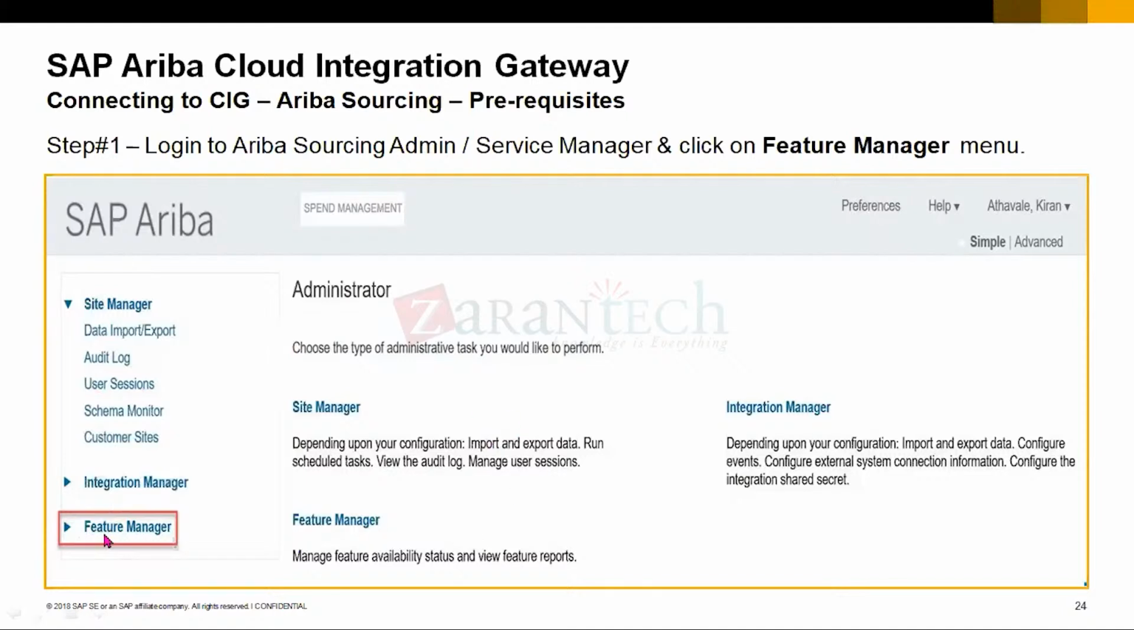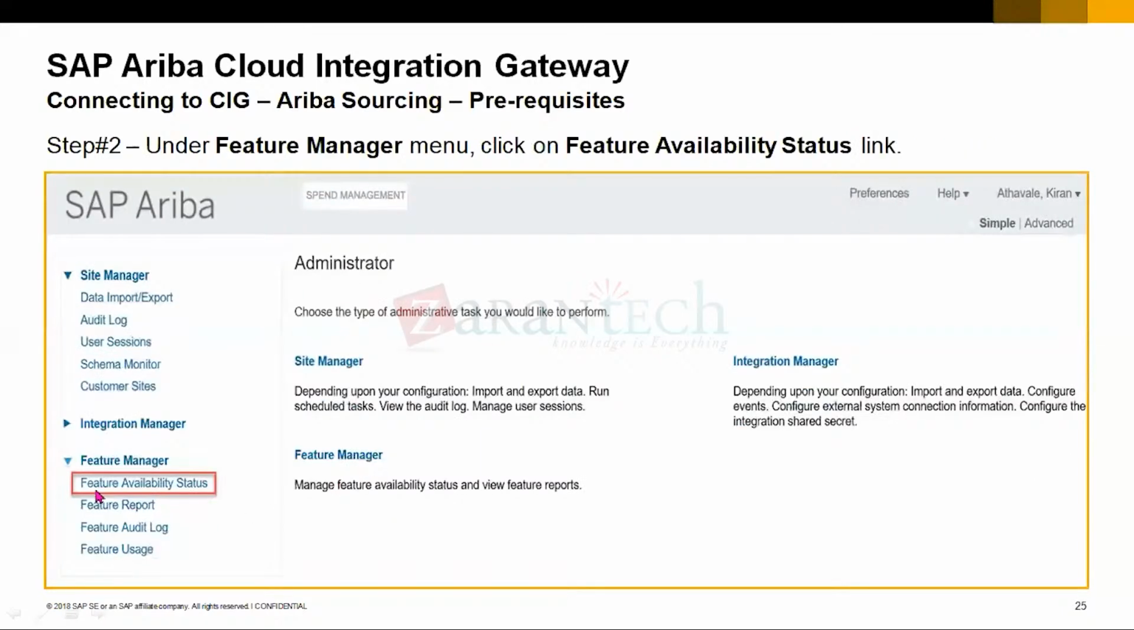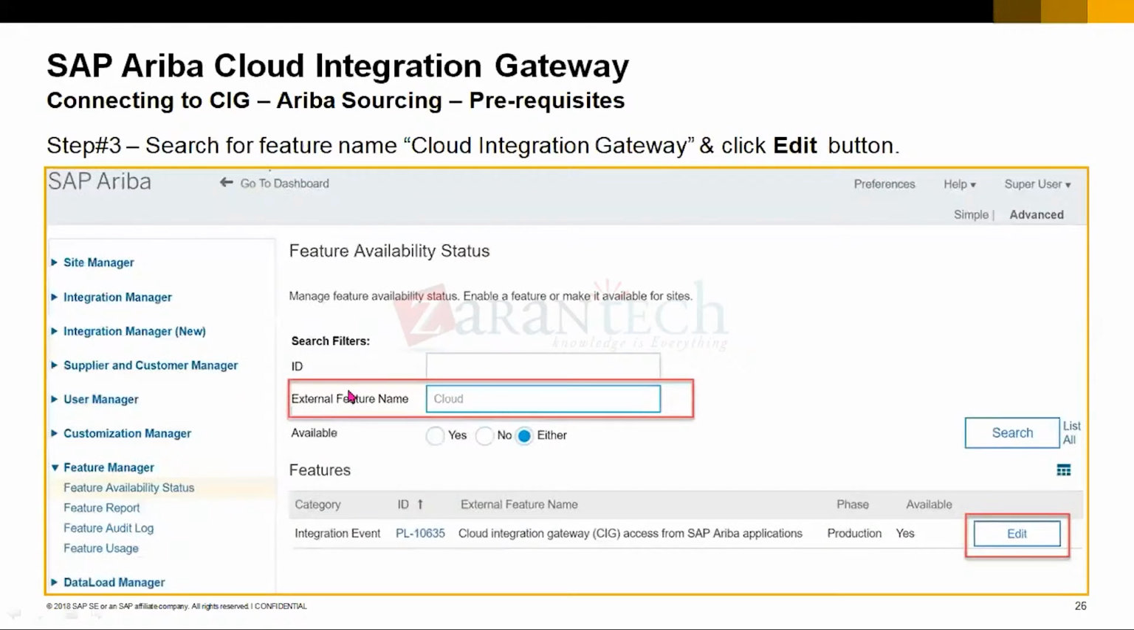So they have to come into the feature manager, and once we come in, we will see the same option, feature availability status. Once we enable this feature availability status, in the same way you will get a search option. We can put the text cloud, or you can put the complete text, cloud integration gateway. Based on that, you search, and the system will show you the list of features.